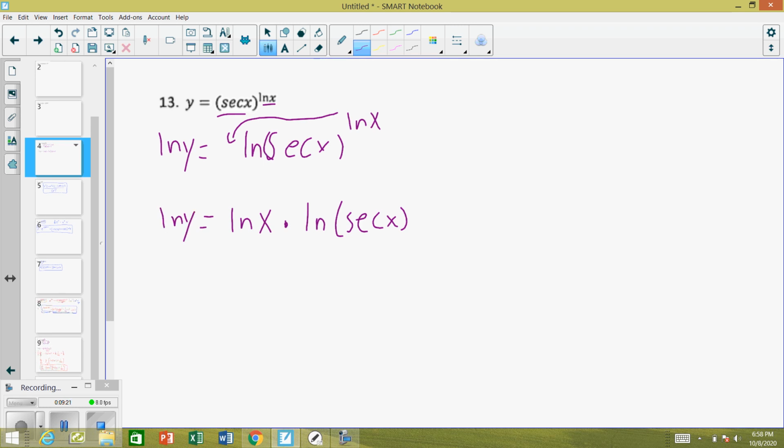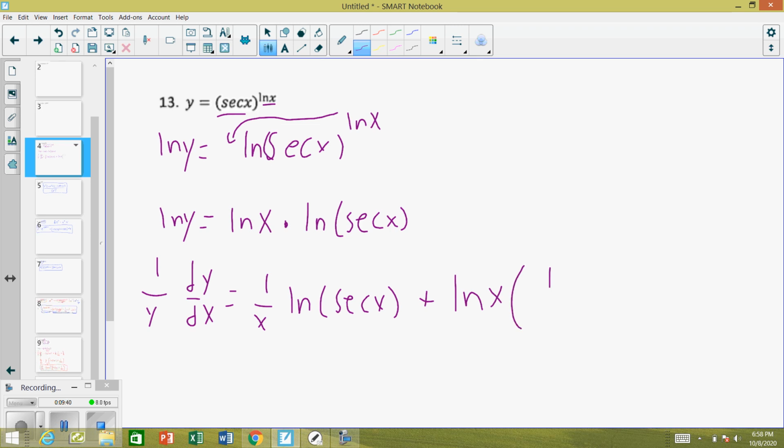So again, with implicit differentiation, you want to take the derivative of both sides. And remember, taking the derivative of y is implicit. And we're going to do product rule. So it's the derivative of the first, keep the second the same, plus keep the first the same, and the derivative of ln of secant x is going to be 1 over secant x, and then multiplied by the derivative of the inside, and the derivative of secant is secant x tan x.